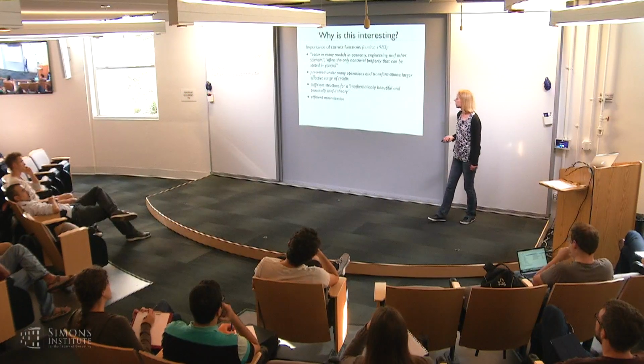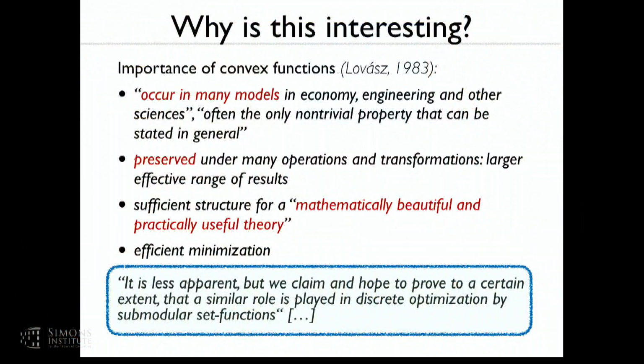And then he goes on and he says, well, it is less apparent, but we claim and hope to prove to a certain extent that a similar role is played in discrete optimization by submodular set functions. So this is more of his conceptual connection, but in this paper actually he goes on and he makes some more formal connections too. And in fact, it's true that the last point holds, and there's actually very crisp formal connections also between submodularity and convexity, as we will see. So that was in this paper. We will get back to this paper over and over again.